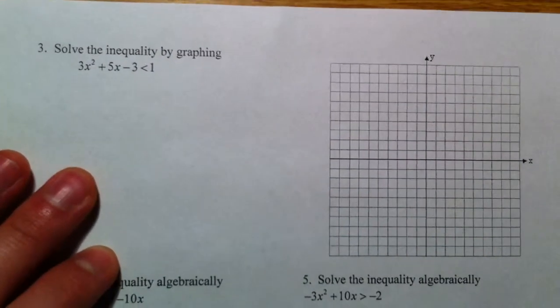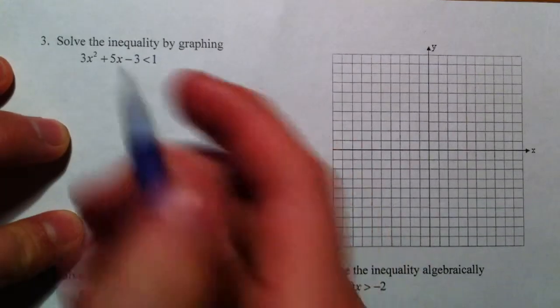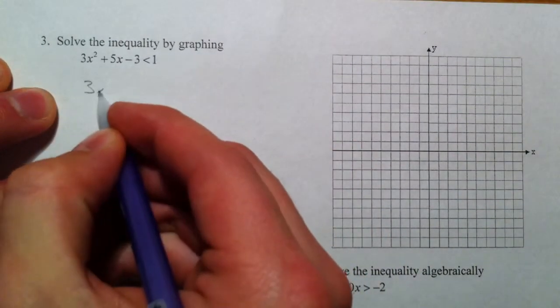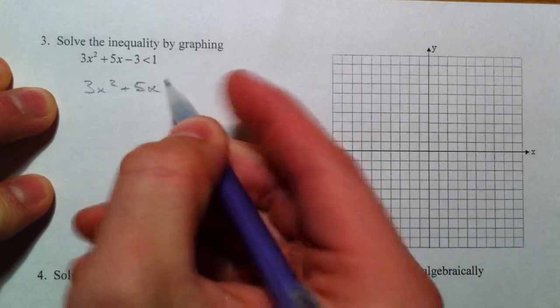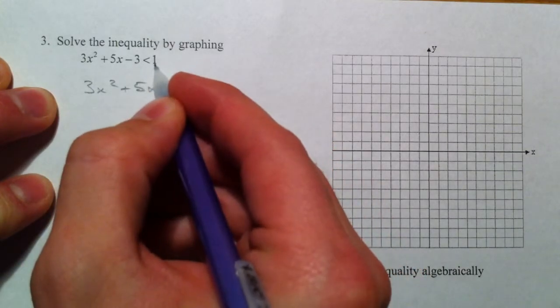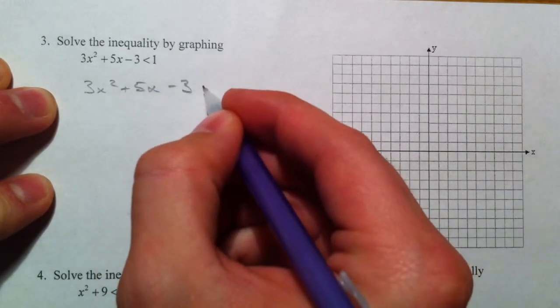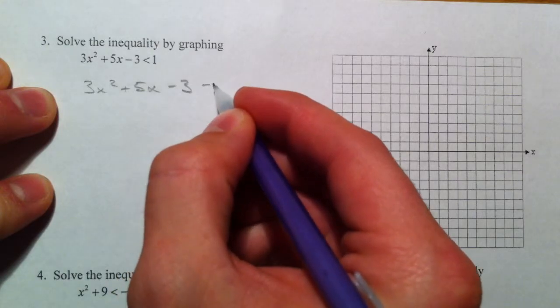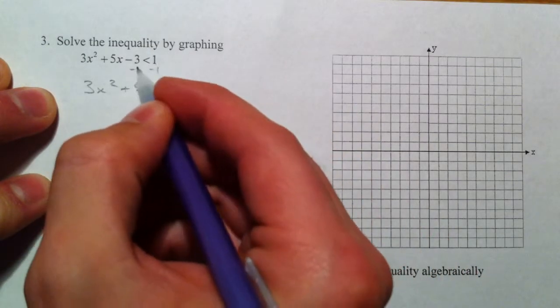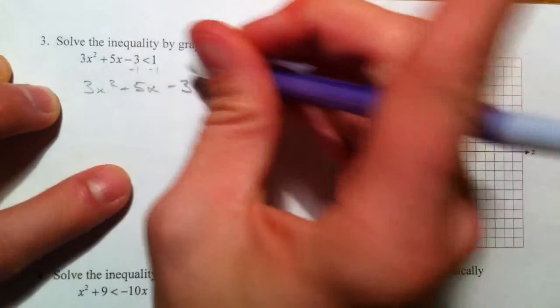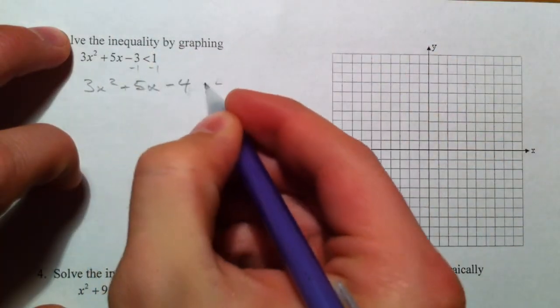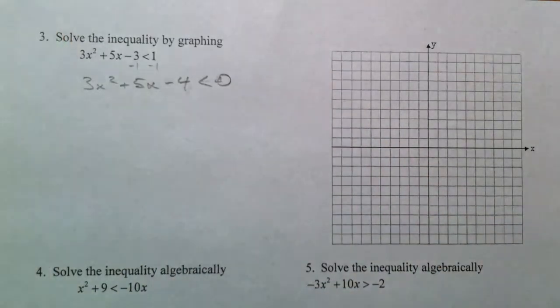So, a couple different ways we can do this. I like it graphically just because I'm very visual like that. 3x squared plus 5x minus 3, and let's move the 1 over. So if you subtract 1 from both sides, you get minus 4. And then you're wondering where this is less than or equal to 0.